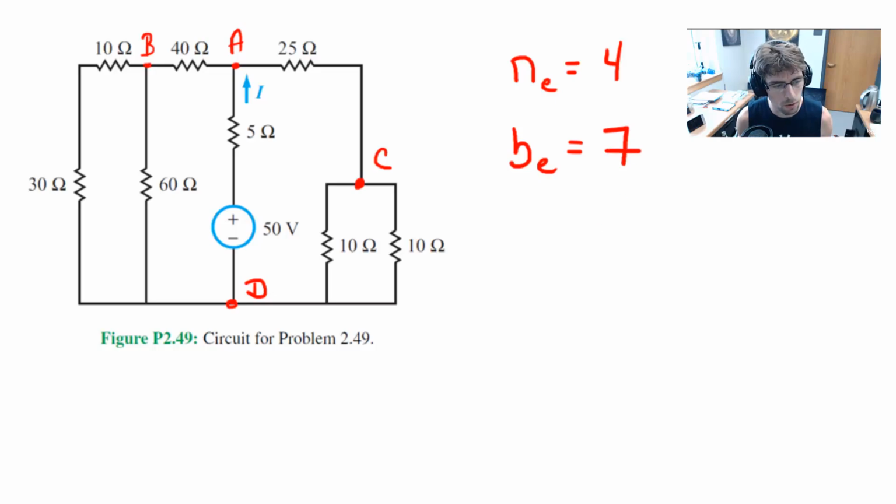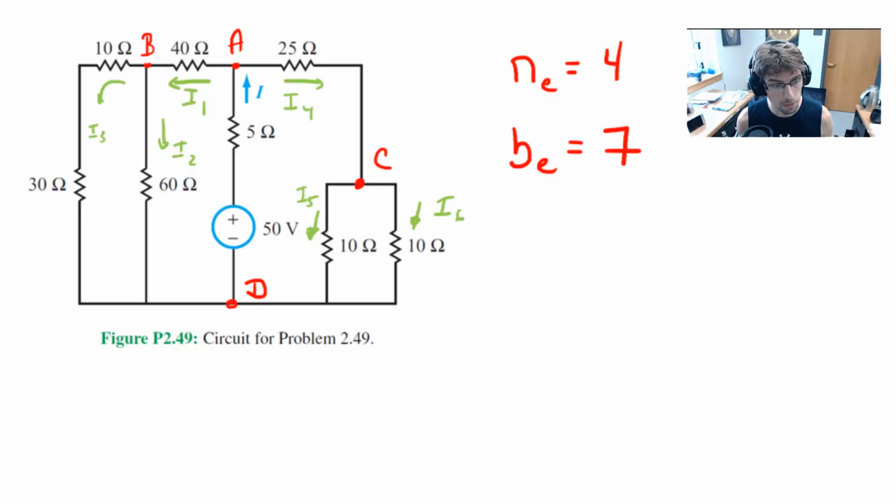And why don't we, while we're at it, go ahead and draw in those. So I'll call this one I1. Call that I2. This one I3. We have I4, I5, and I6. There we go.